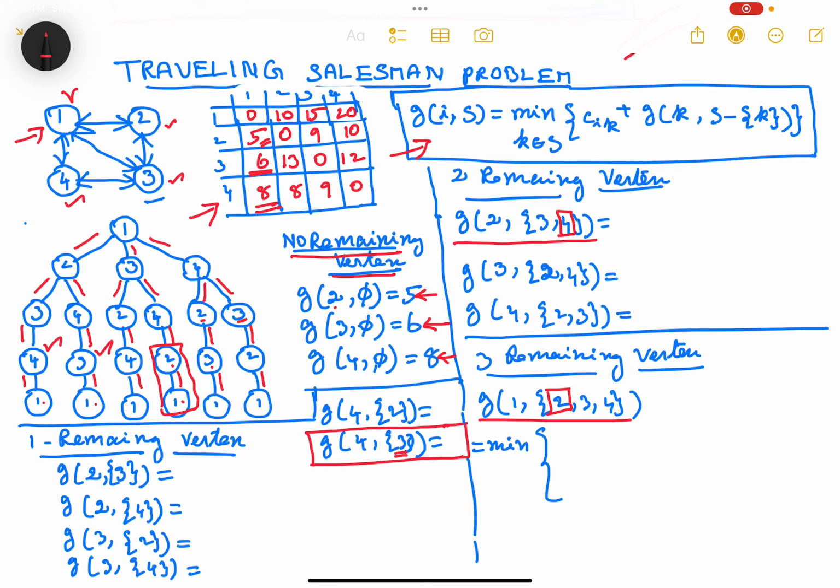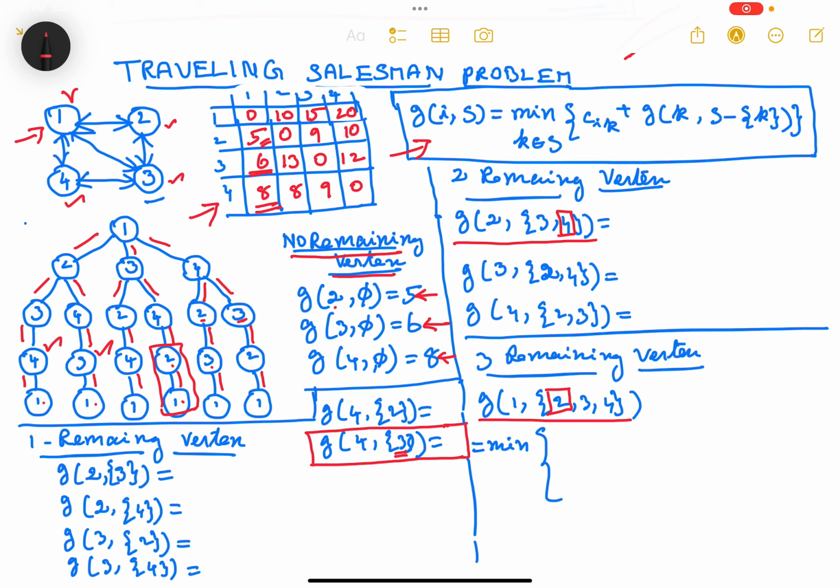With the help of these results, the next level of subproblems are going to be solved. Now, next level means we are going to find the shortest path from one city to the starting city with one intermediate city.